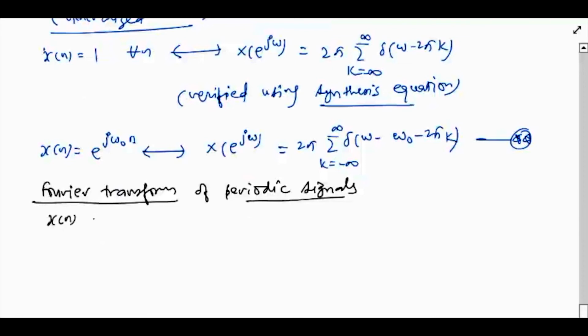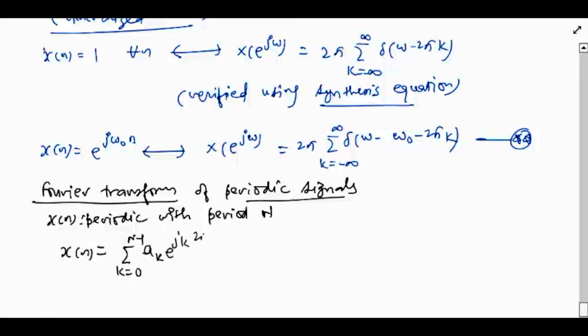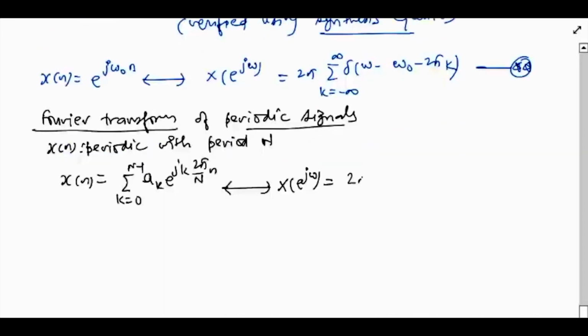Let us say x[n] is a discrete time signal which is periodic with period N, such that I can write the discrete time Fourier series for x[n] as the sum from k equals 0 to N minus 1 of a_k e^{jk 2 pi/N n}. Then the Fourier transform of x[n] can be computed using linearity as follows: X(e^{j omega}) is equal to 2 pi times the sum over l from minus infinity to infinity, k from 0 to N minus 1, of a_k delta of omega minus omega naught minus 2 pi l.